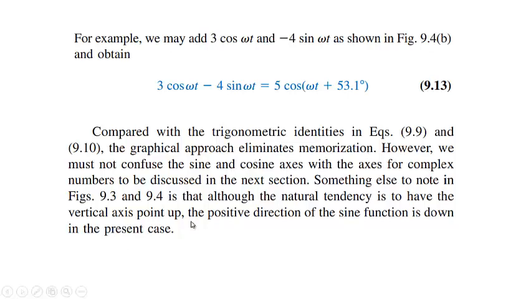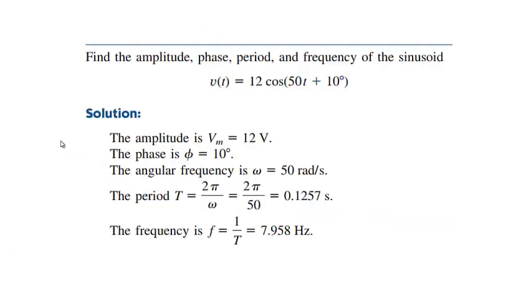Something else to note: although the natural tendency is to have the vertical axis pointing in the positive direction, here the positive direction of the sine function is downwards. In the present case, we have used the positive sine axis as downward, because it makes our analysis very simple as compared to taking the upward axis as the positive axis. Now let us try to do the same thing.